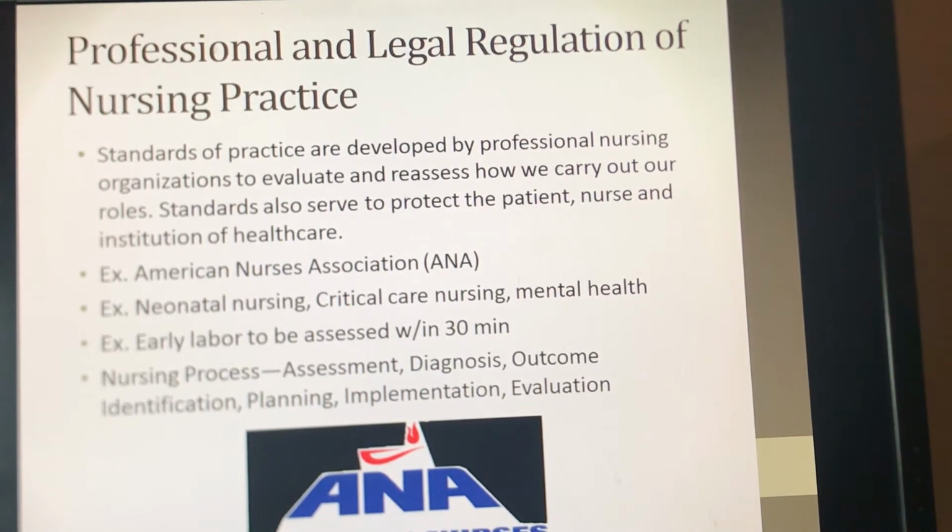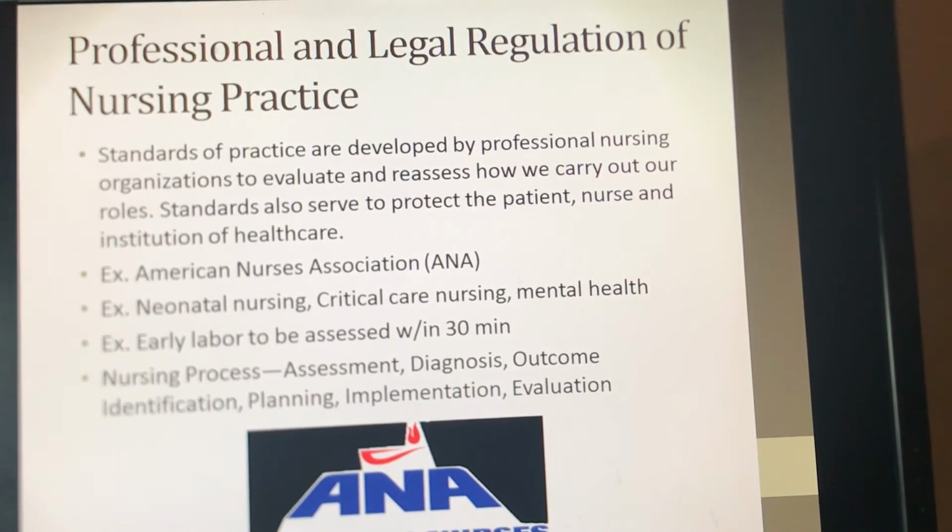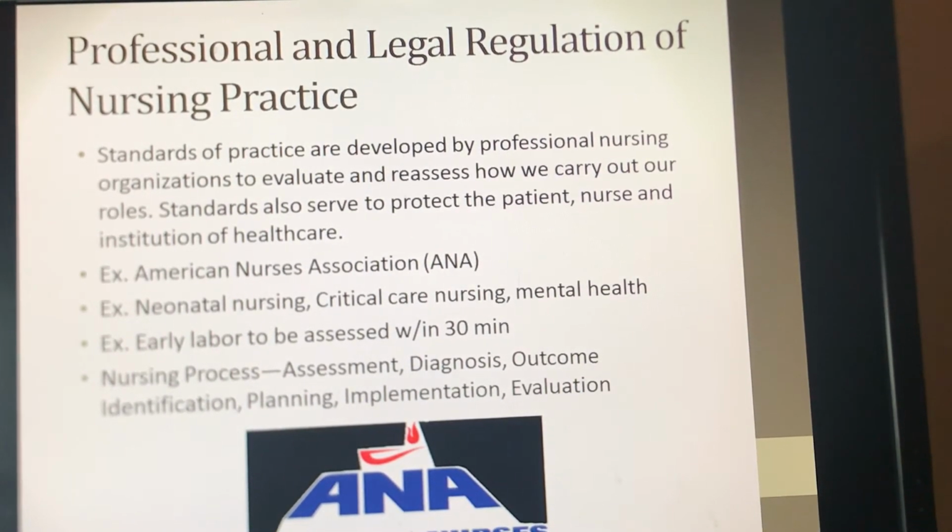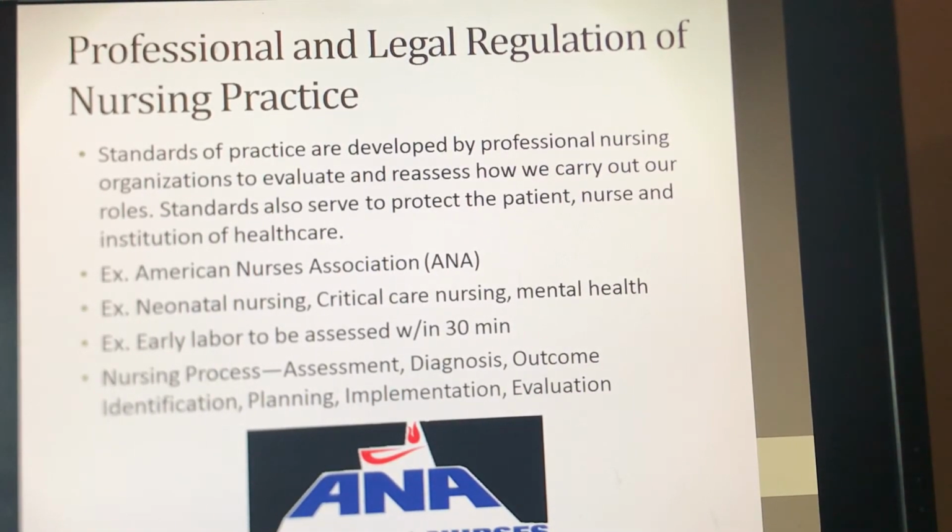Even if you go and specialize, say neonatal nursing, critical care nursing, or mental health, with these standards that are there, basically, what I'm trying to explain is that if, say, somebody went into early labor, it is under the standard of care created, say, by the critical care or OB nursing or what have you, that the woman be assessed within the first 30 minutes. Because what we are looking at when we're looking at this very big thing, the nursing process, we want to have positive patient outcomes, to include the baby in this case.